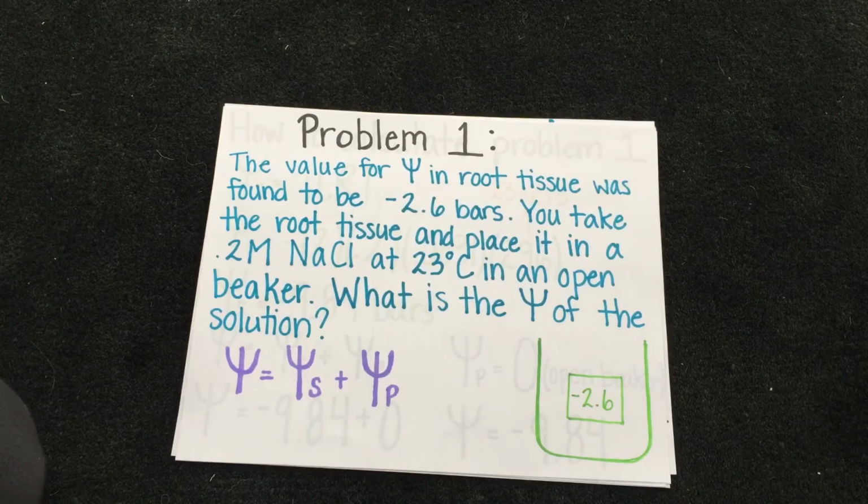Problem 1. The value for water potential in root tissue was found to be -2.6 bars. You take the root tissue and place it into 0.2 molars of NaCl at 23 degrees Celsius in an open beaker. What is the water potential of the solution?